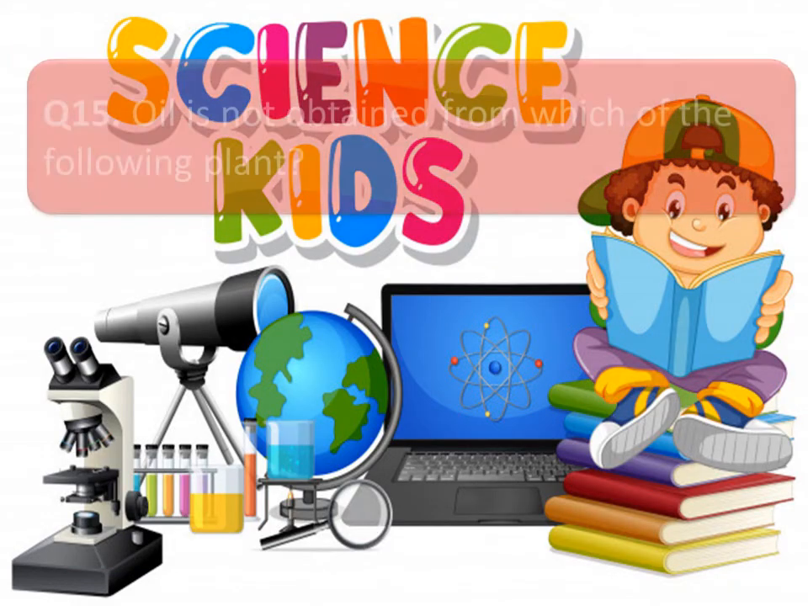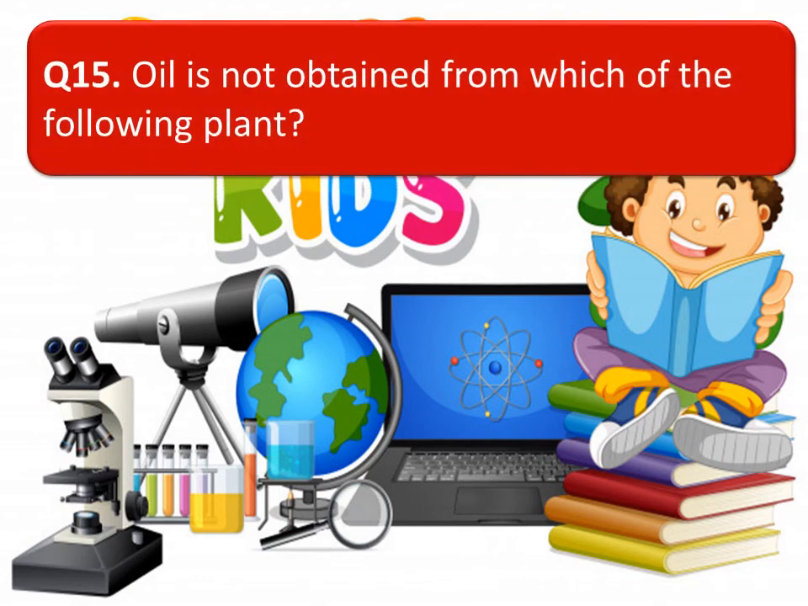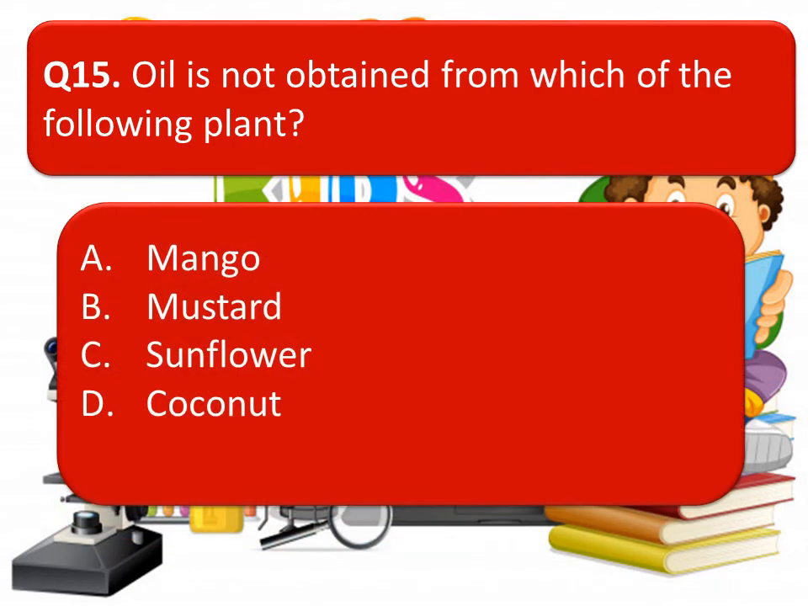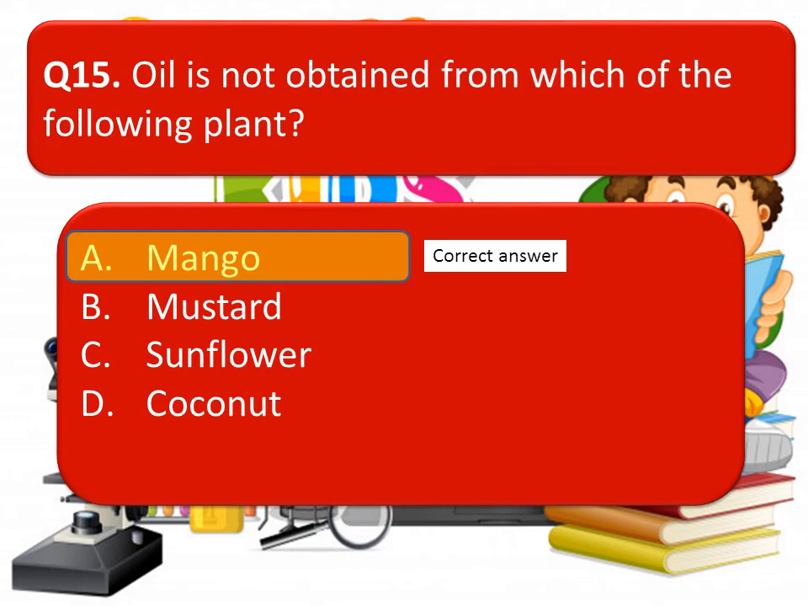And the next question is, oil is not obtained from which of the following plants? Here are the options. Option A, mango. Option B, mustard. Option C, sunflower. And option D, coconut. Think about the correct answer. And the correct answer is mango.